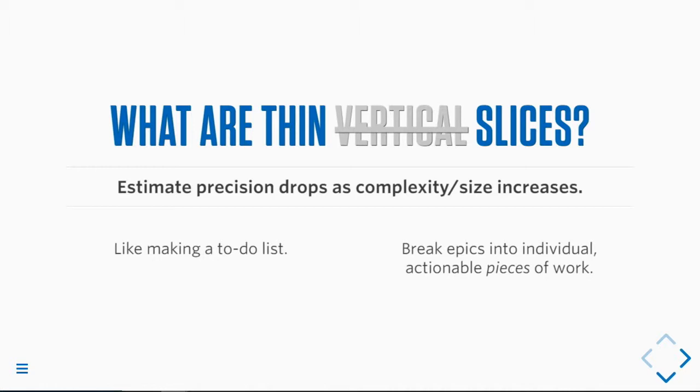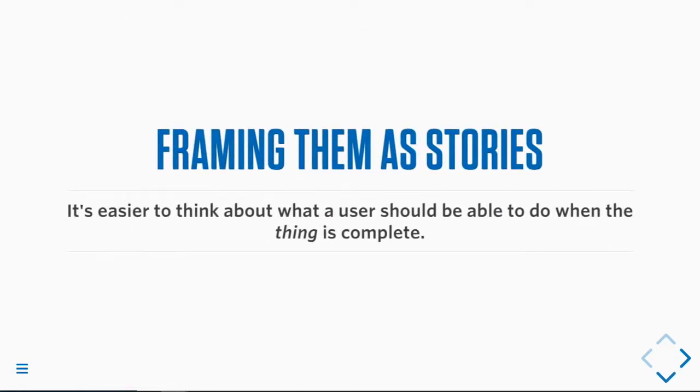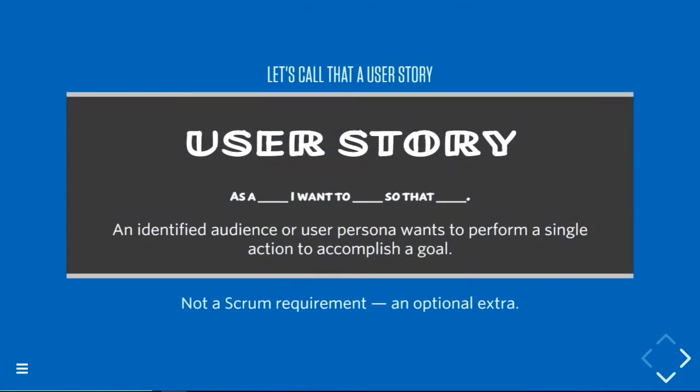So a single ticket should represent a single deliverable unit of functionality. So we make a to-do list, we break our epics into actionable pieces. I like to frame them as stories. It's easier to stay in that mindset if you think about what a user should be able to do when the thing you're building is finished. So by focusing on a user's desired actions, you can write thinner units of work, and you won't prescribe technical solutions in your backlog, and that gives your team more freedom to build things the right way, the way they know how, because you have experts, and that's what we all want, to give them the freedom to do what they need to do. And let's call that a user story.